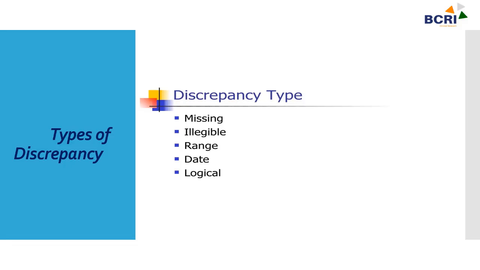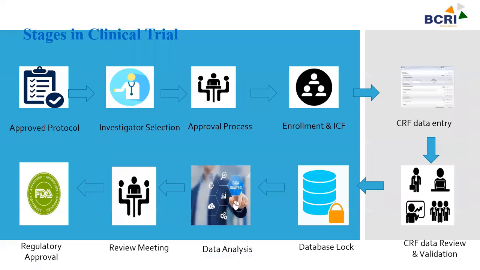Okay, so this is a type of data discrepancy. Now there are different stages in the clinical trial, irrespective of what phase you are in. You have an approved protocol. The protocol will tell you which phase the study is in, what kind of disease it is addressing, and what kind of experimentation you're going to do.